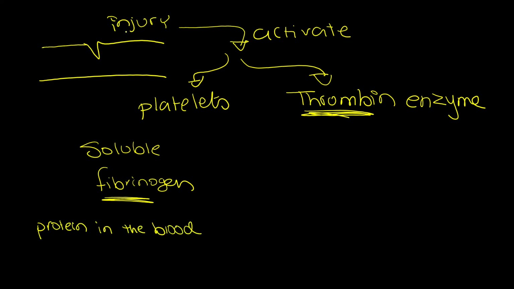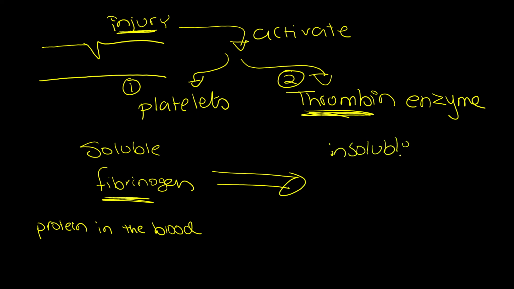So again, we have an injury. This injury is going to activate two things. One, your platelets. Two, an enzyme known as the thrombin enzyme. When these two are activated, they will work together and carry out a series of chemical reactions that will convert a soluble protein in the blood known as the soluble fibrinogen into the insoluble fibrin. I'm sorry, you have to know their names.